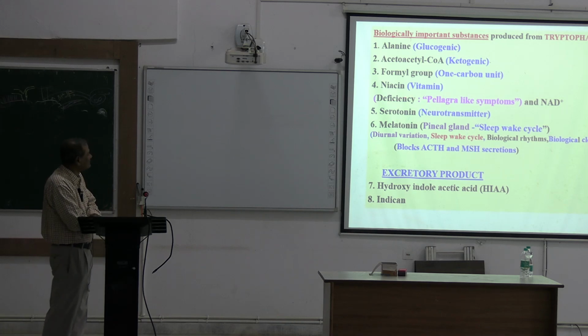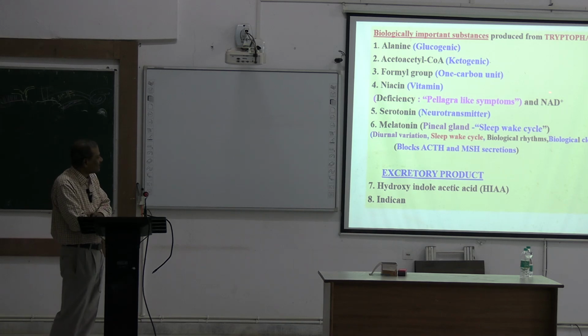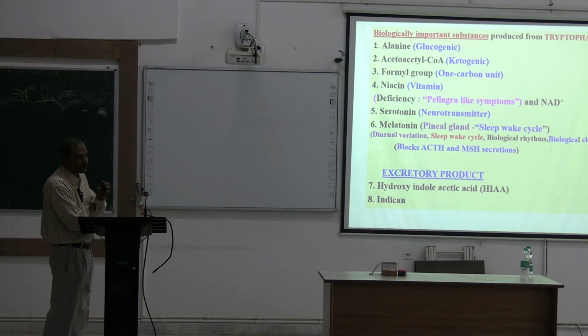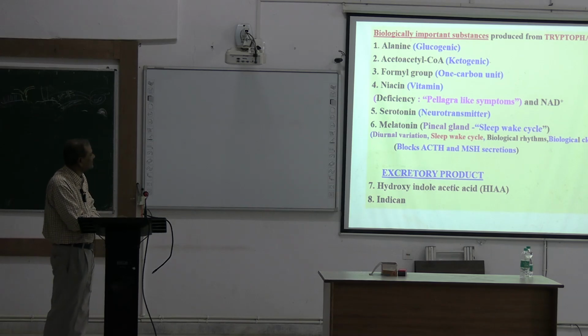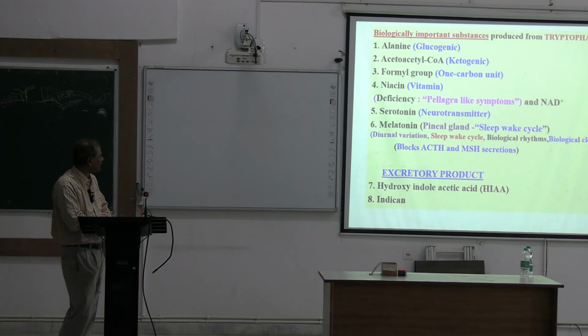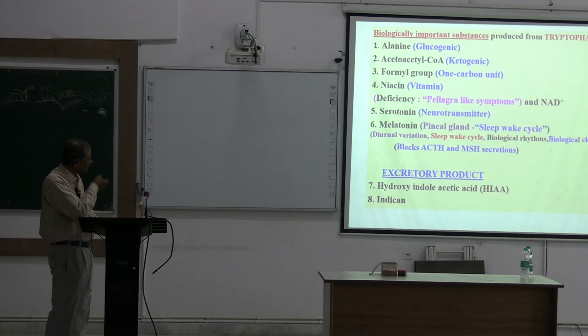Niacin we get. And this is the area where I will discuss a little bit because tricky questions will be asked from this part. Simplest question: what are the biologically important substances which are produced from tryptophan? And the answers are 6: alanine, acetoacetyl-CoA, formyl group, niacin, serotonin, melatonin. And excretory products, as I told you, hydroxyindole acetic acid and indican.